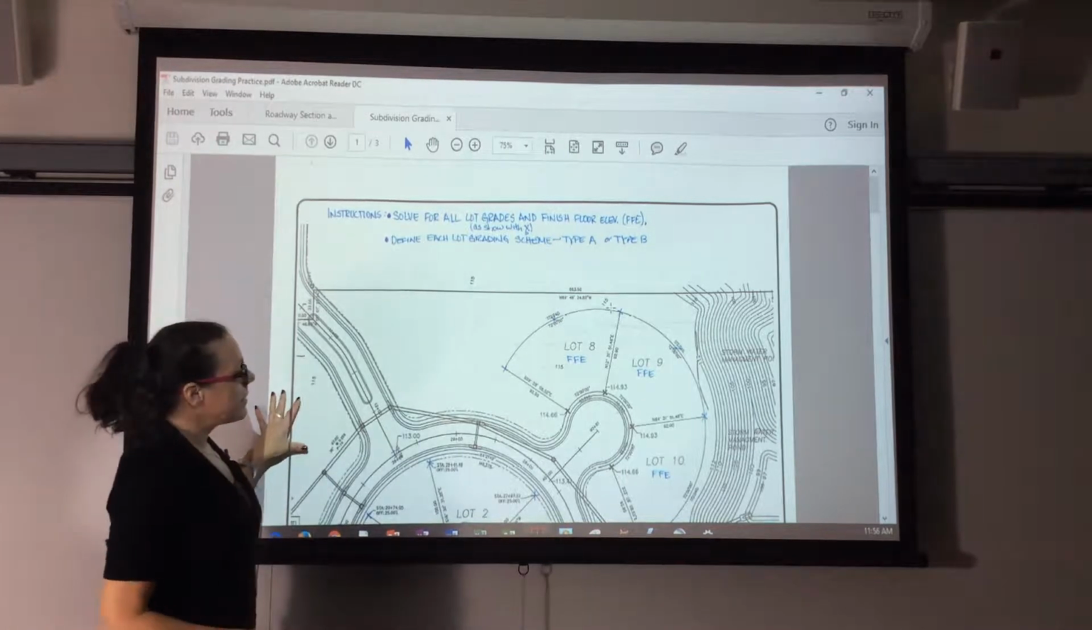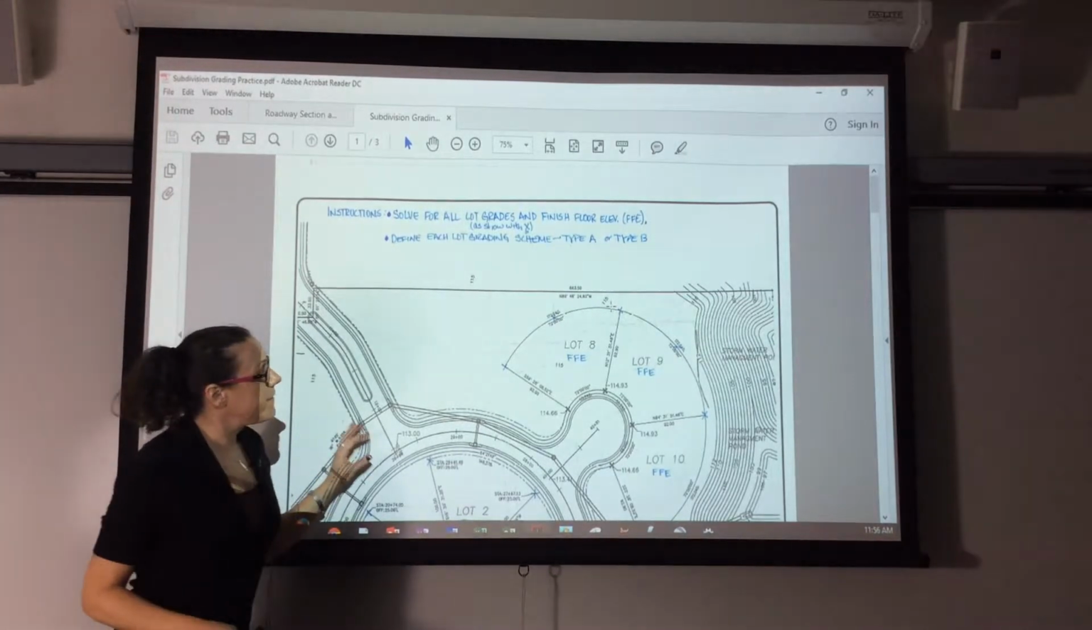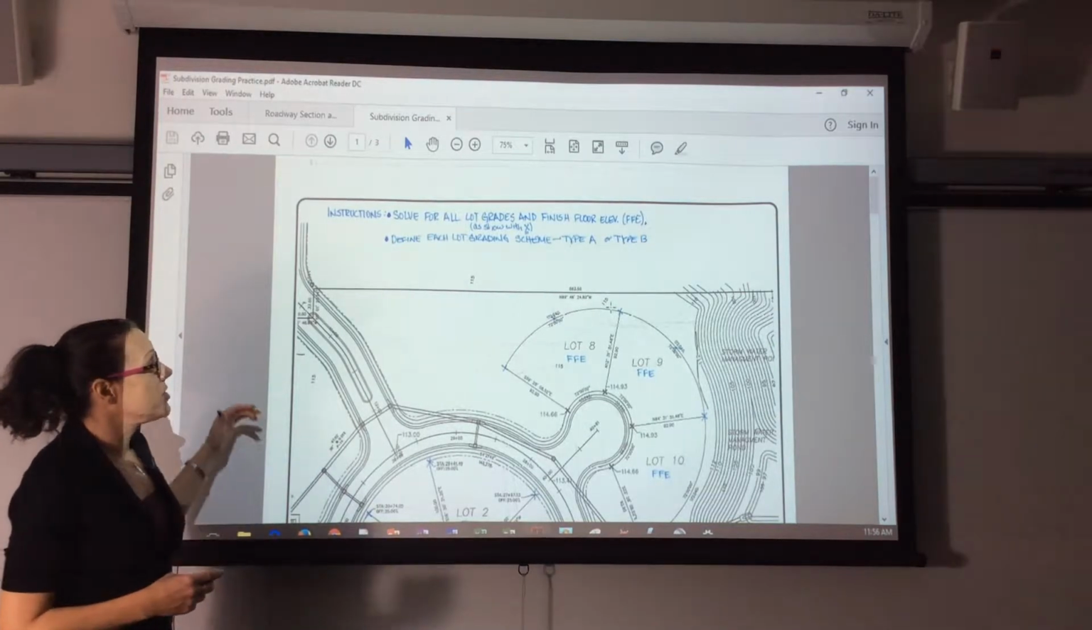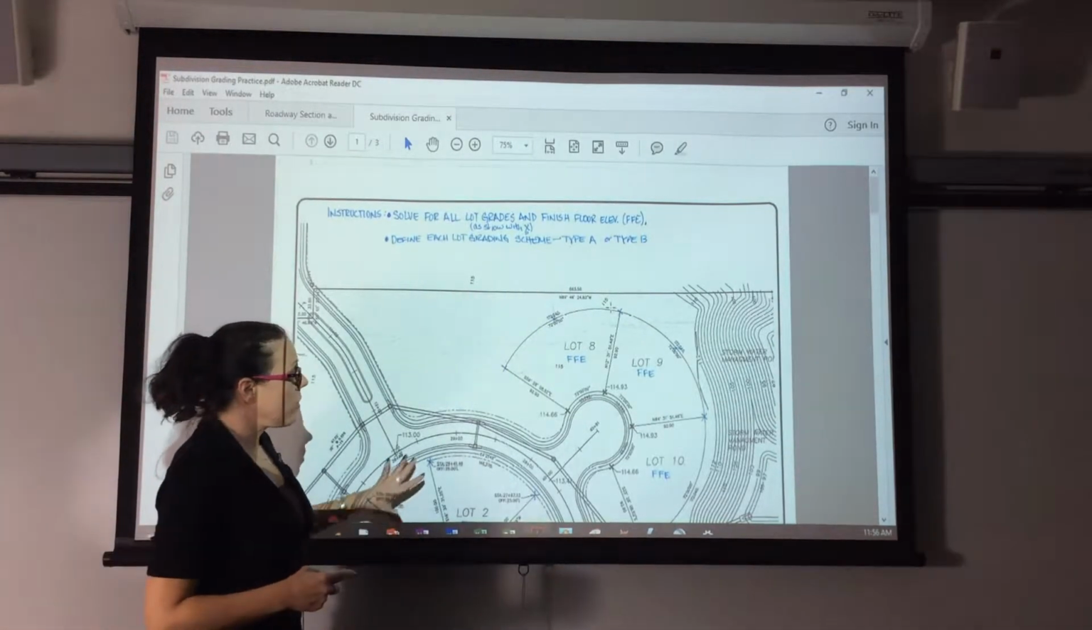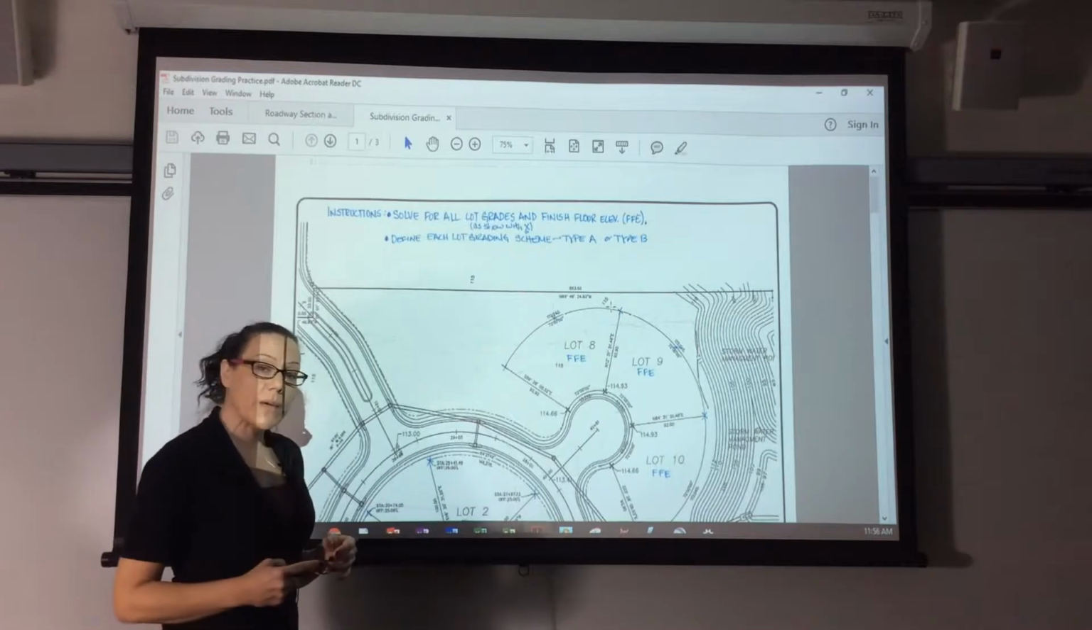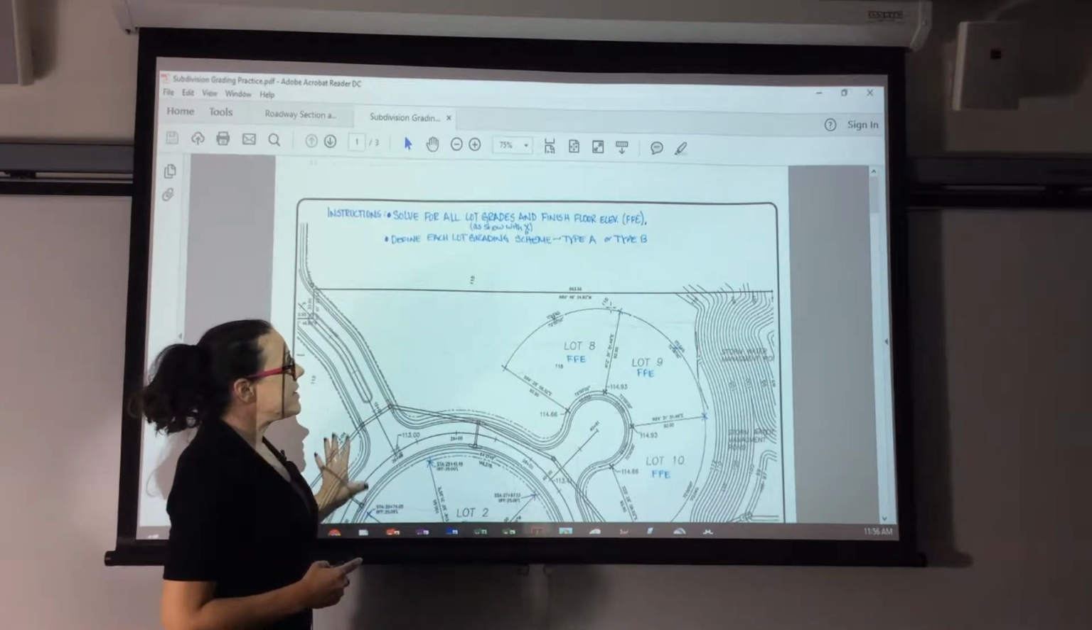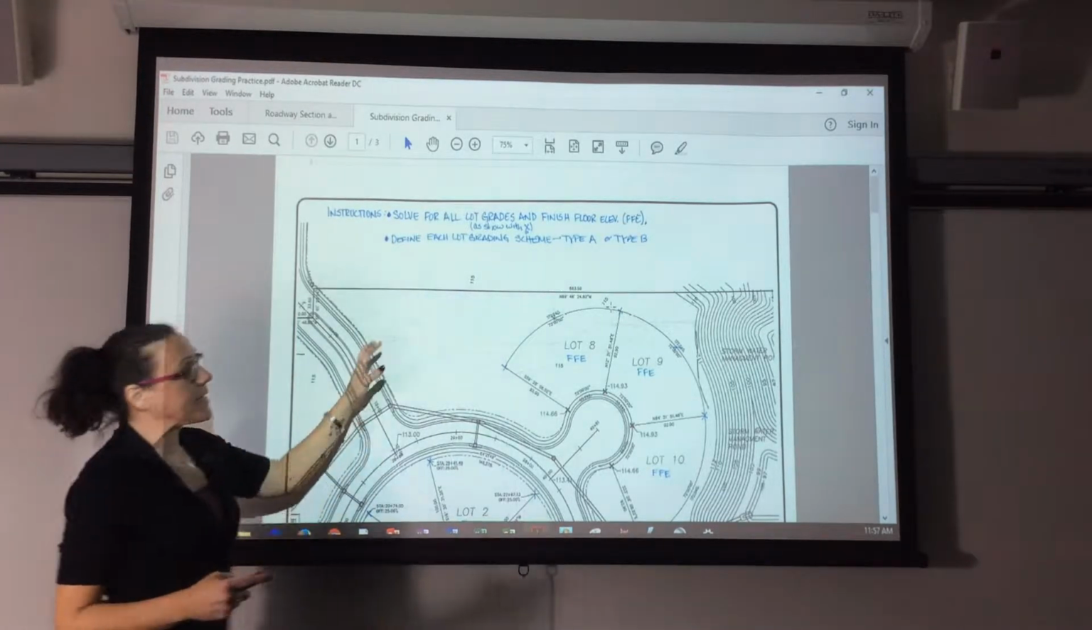For your homework assignment, I'm going to give you 3 sheets. The first sheet, basically, the instructions is solve for all the lot grades and the finished floors for this subdivision and define what type of grade, lot grade it is. Is it type A, B, or even C?